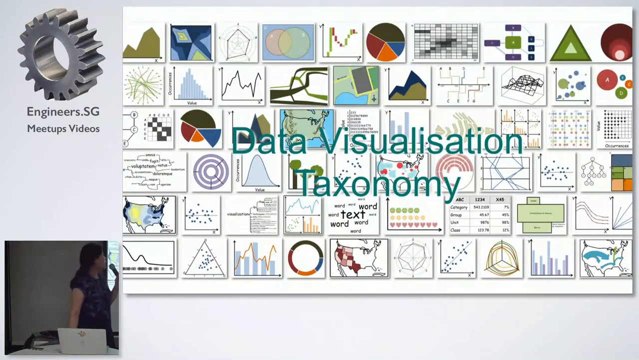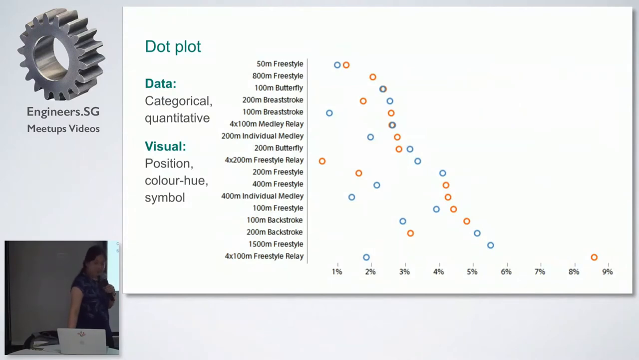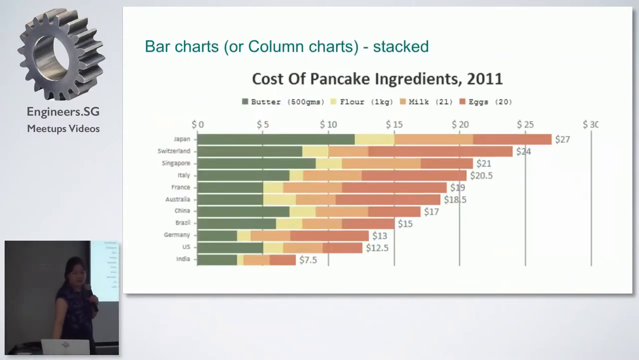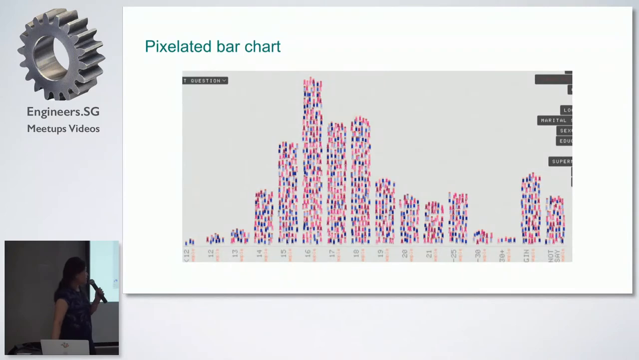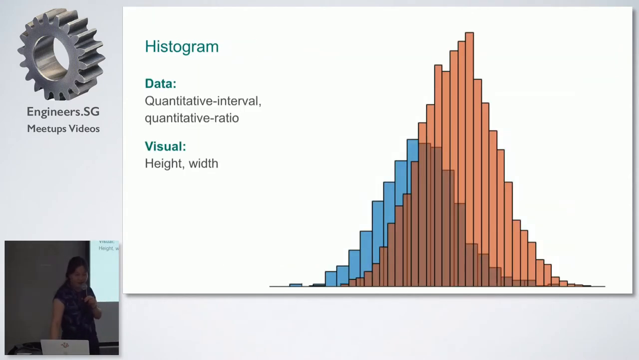Okay, so very quickly, I'll spend the next 10 minutes going through the different data visualization charts and graphs out there. Okay, so that's a dot plot. Bar charts could be vertical, could be horizontal, right? And the floating chart or called Gantt charts. If anybody is a project manager, they'll be used to these sort of charts. Pixelated bar charts. So each of these is an individual person, you can see. Blue for male, pink for female. And a histogram.